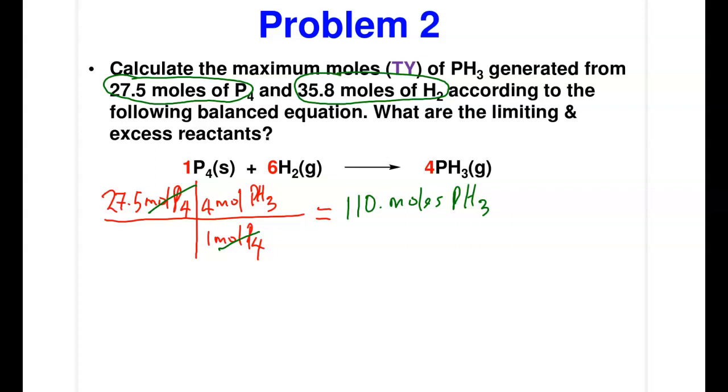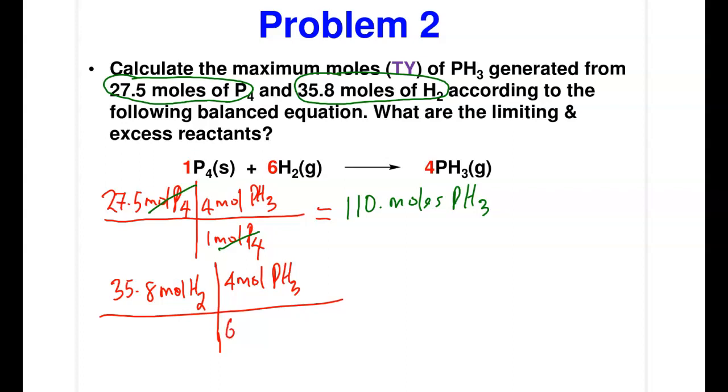And then we solve the similar problem with the next one. We have 35.8 moles of hydrogen. I want to convert it. Again, there are 4 moles of PH3 to 6 moles of H2. Again, this will cancel this, and it's going to give me 23.9 moles of PH3.